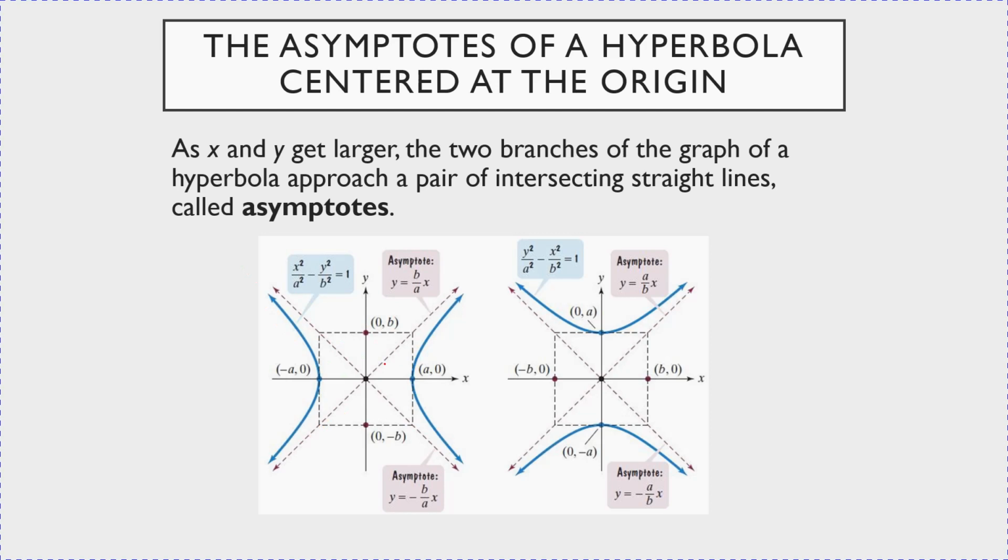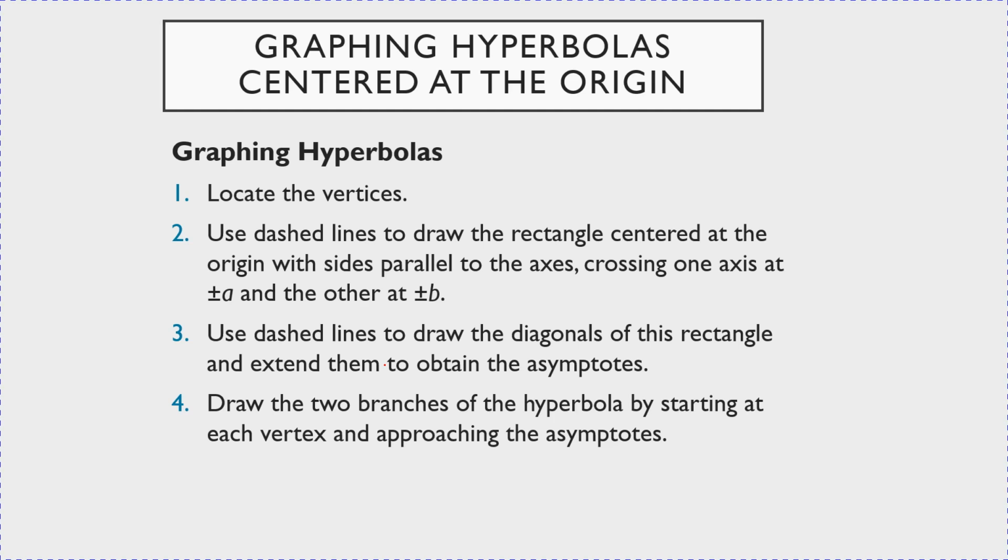All right, how you're going to graph a hyperbola using all of that. You're going to locate the vertices. You're going to use dashed lines to draw a rectangle centered at the origin with sides parallel to the axes, crossing one axis at plus and minus a and the other at plus and minus b. You're going to use dashed lines to draw the diagonals of the rectangle and extend them to obtain the asymptotes. Then you're going to draw the 2 branches of the hyperbola by starting at each vertex and approaching the asymptotes.